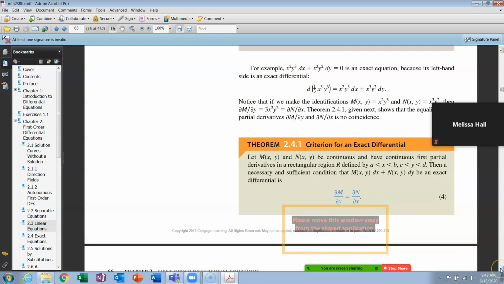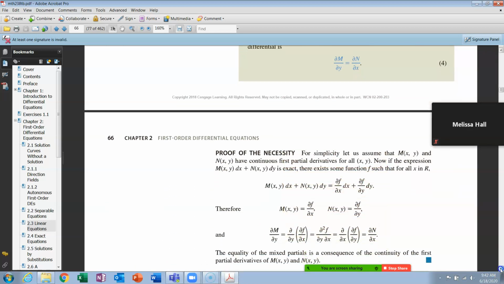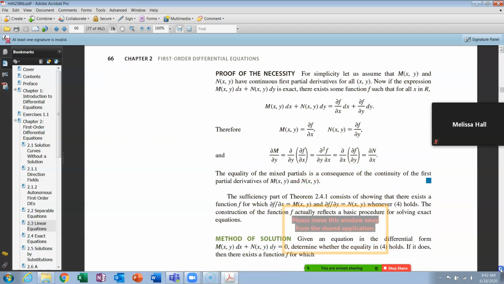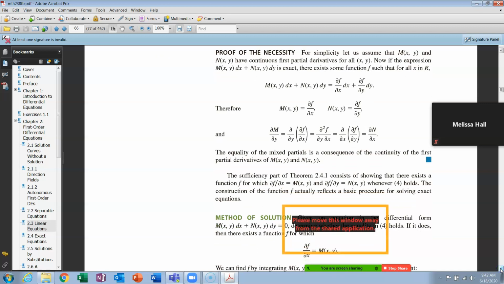Okay. Now let's move to the proof of necessity here. They're going to spend some time on it.